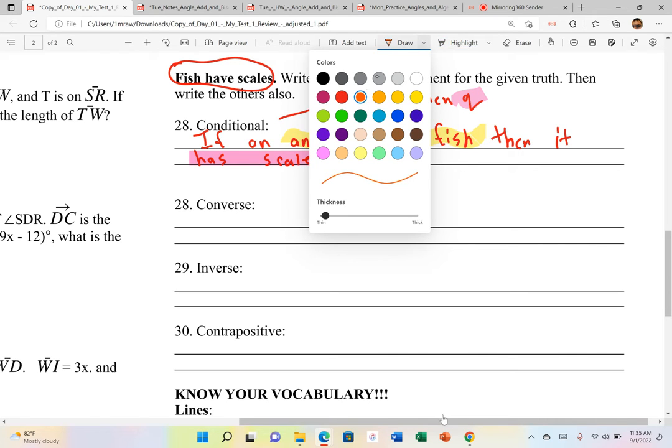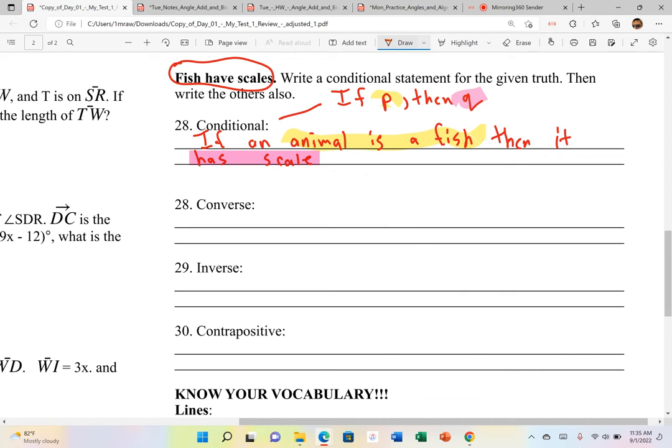Okay, now I'm going to go ahead and write the converse. The converse switches up your statement and it switches the conclusion and the hypothesis. So, in other words, your converse is if Q, then P. Notice that it's switching them, right? And you want to make this make logical sense. We don't want to say if fish, then scales, right? Let's make logical sense, right?